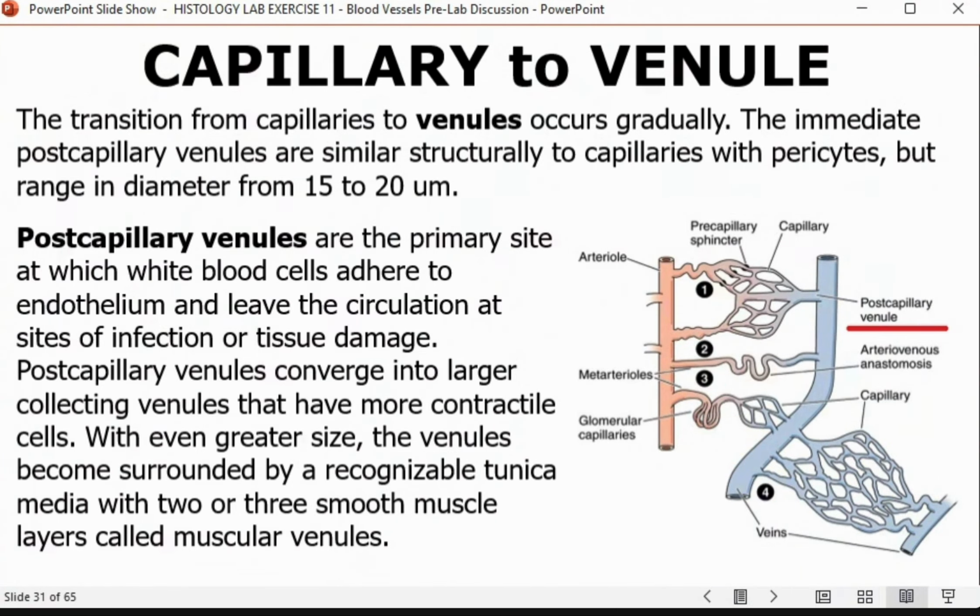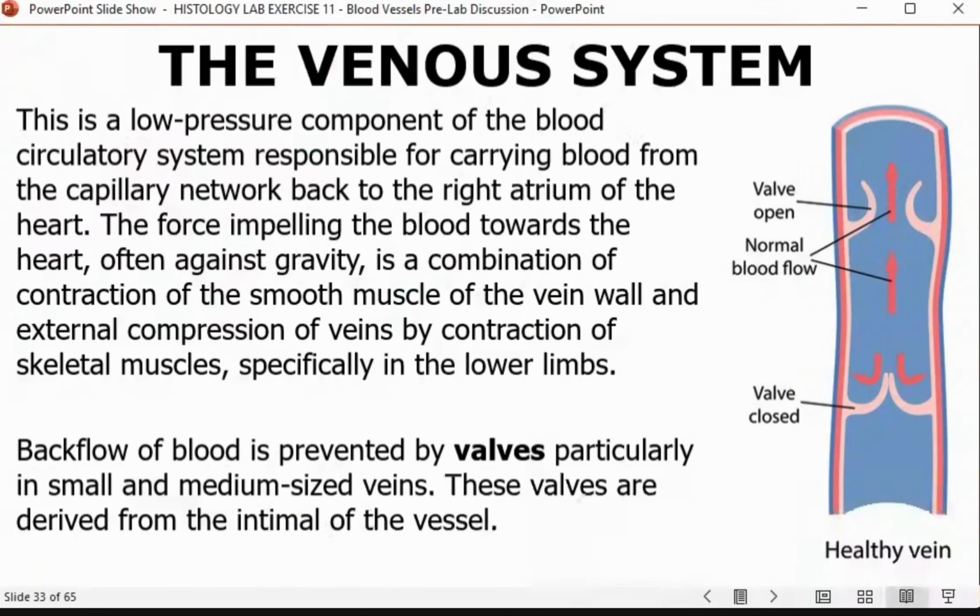After the blood reaches the capillaries, it has to exit to the venules, and then go back to the heart at this point. So now we discuss our veins. Your veins are a low pressure component of the blood circulatory system responsible for carrying blood from the capillary network back to the right atrium of the heart. The force impelling the blood towards the heart, often against gravity, is a combination of contraction of the smooth muscle of the vein wall and external compression of veins by contraction of skeletal muscle, specifically in the lower limbs.